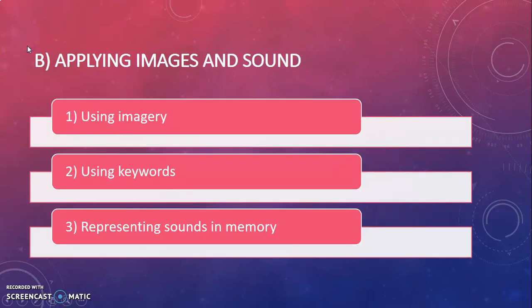The second one is applying images and sound. The first is using imagery, which is a good way to remember what has been heard or read in the new language, to create a mental image of it. The second one is using keywords. This strategy combines sound and images so that learners can easily remember what they had heard or read in the new language. The third one is representing sound in memory. This strategy helps the learner remember what they hear by making auditory rather than visual representation of sounds.